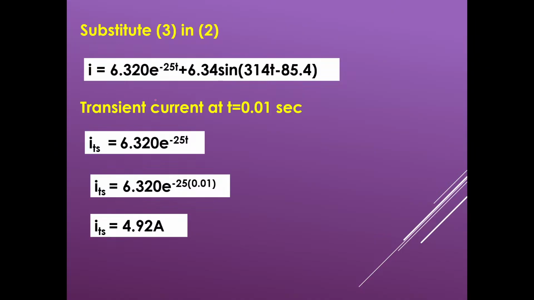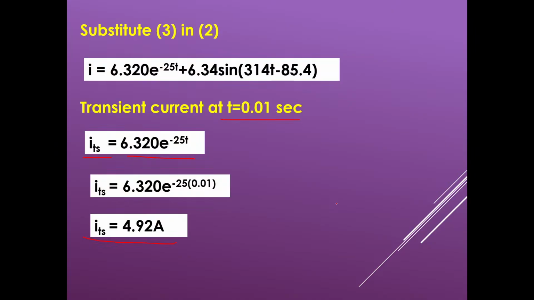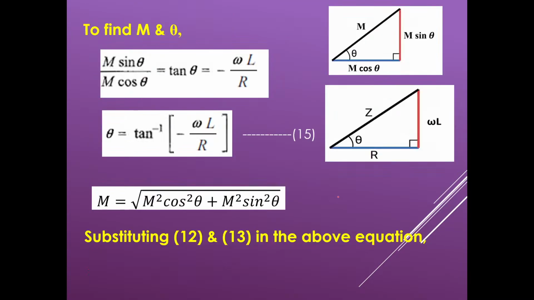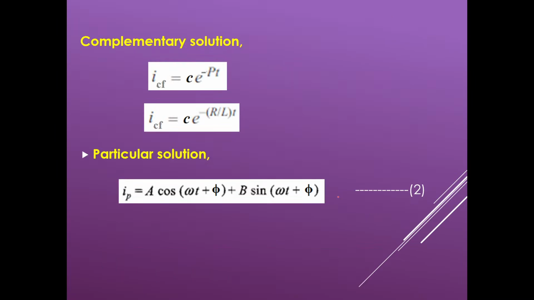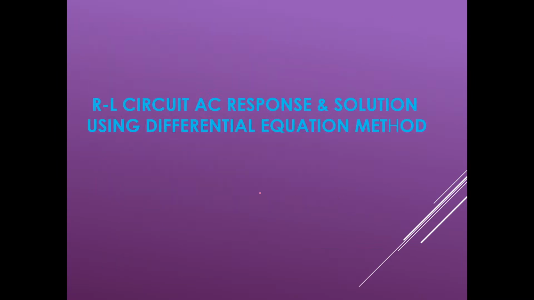So in the question they have mentioned that if switch is closed at t equal to 0.01 seconds, then the transient current that is flowing in the circuit is this. Just simplify t value, you will get this. Okay, that's it. I have discussed a numerical problem and how to determine the current for RL circuit.